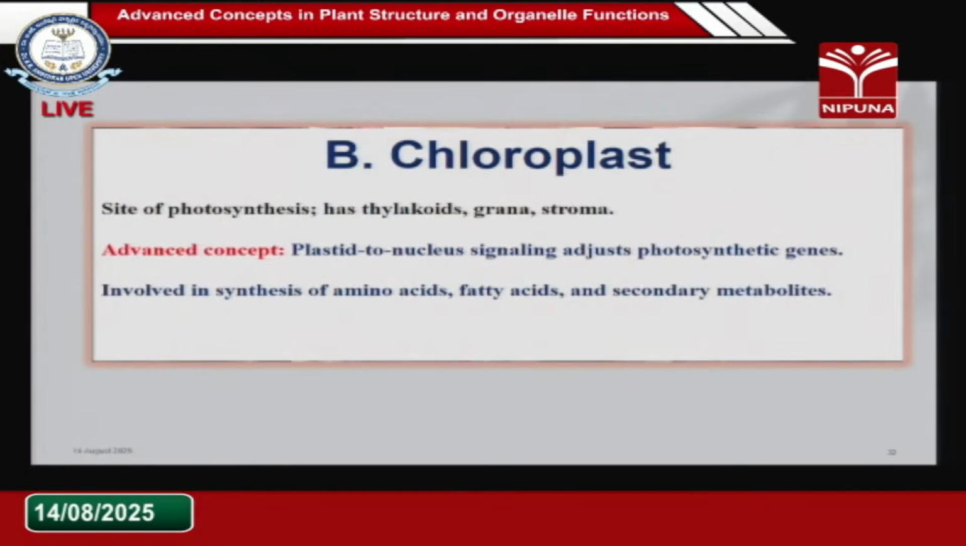Because of the 70S type of ribosomes along with the circular DNA, or plastidial DNA, which is present in the stroma of the chloroplast. So that's why the advanced concept says that plastid to nucleus signaling adjusts photosynthetic genes, which is the most important involvement at the molecular level.